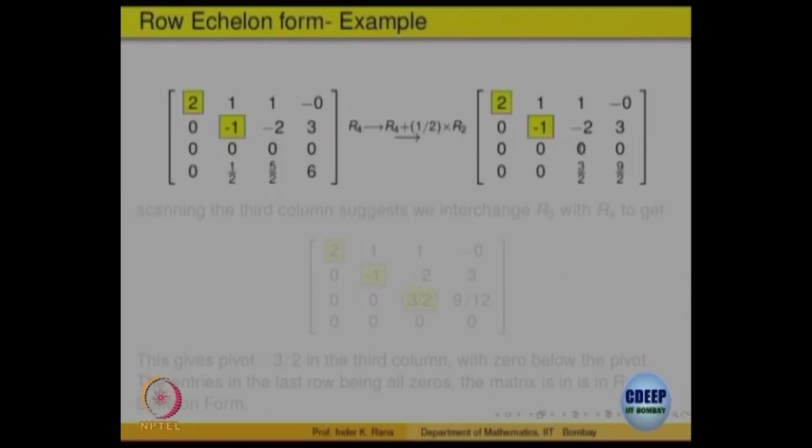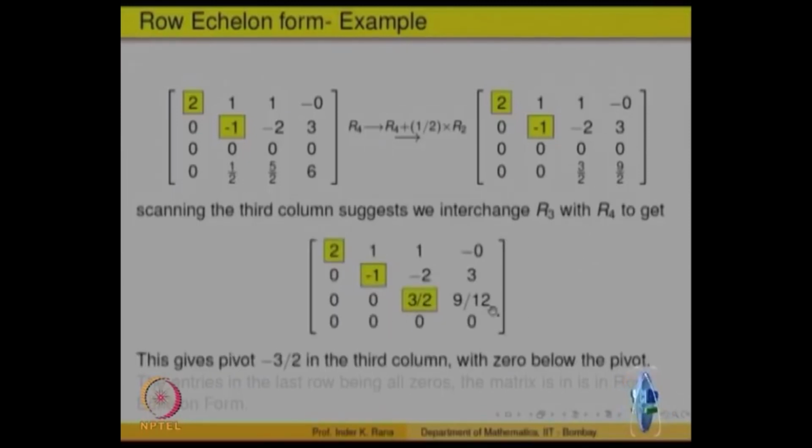So, go to the next one. The next one again, this row is equal to 0. So, you should interchange these two. Interchange R4 with R3, and so that will give you this. Now the bottom row is 0, all zeros.